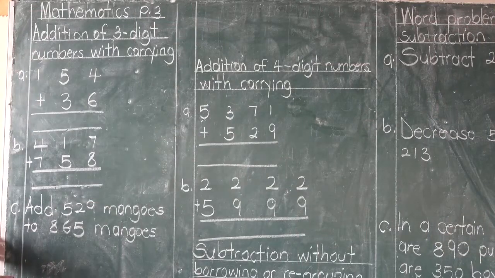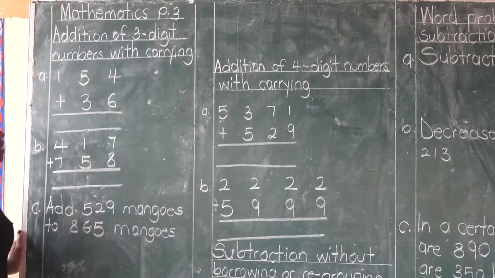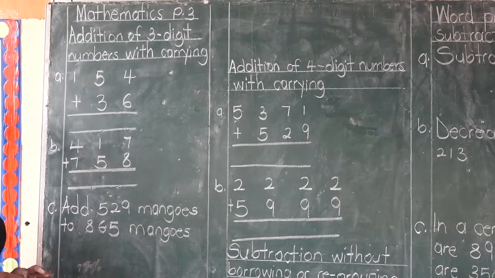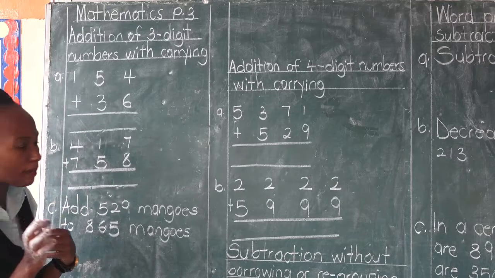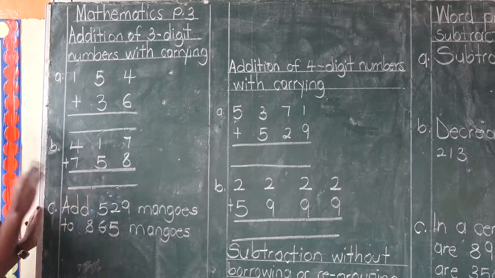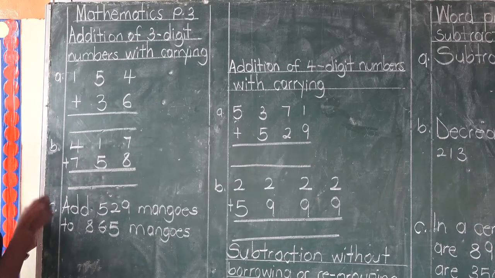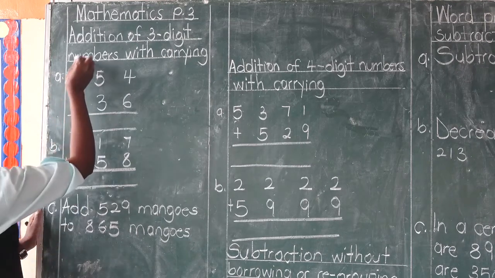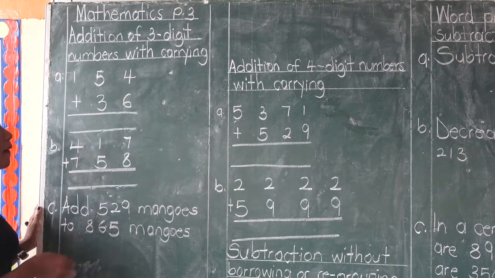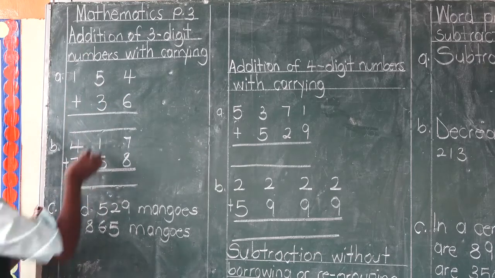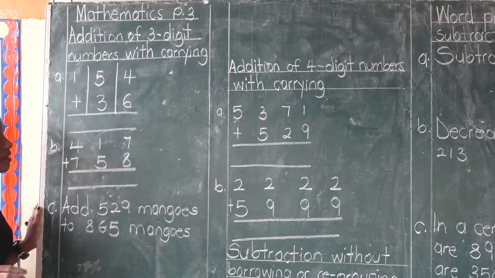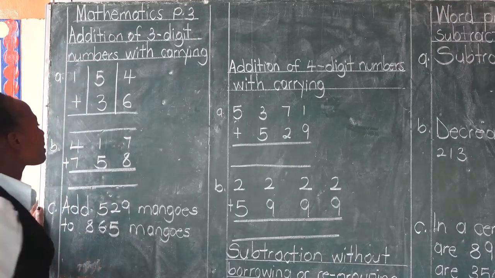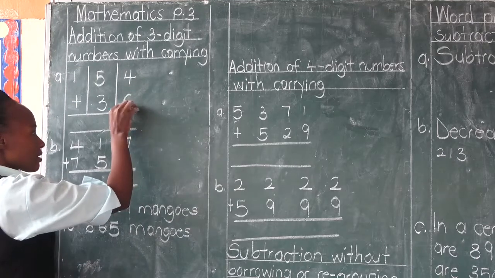Here we have addition of 3-digit numbers with carrying. The other one they were just 2-digit numbers, but here we have 3 place values or 3-digit numbers with carrying. Let's look at it also. Here we have 154 plus 36. Let's draw our lines in the middle first. Yeah, separate the place values. Now let's come to ones. We have 4 plus 6.